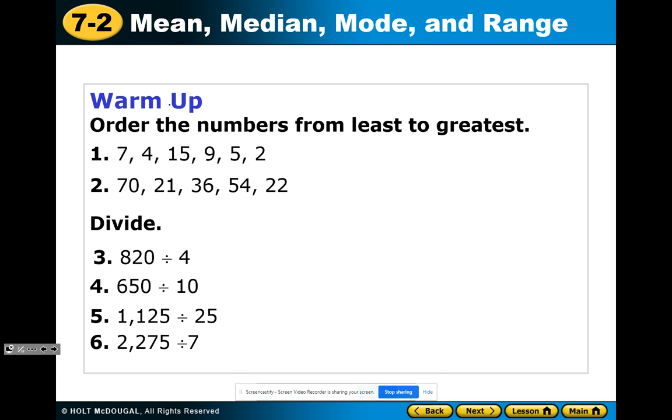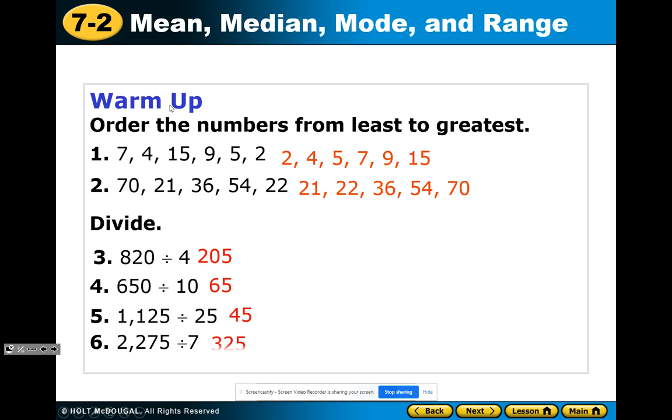With these, ordering the numbers from least to greatest will always be our first step when doing the mean, median, and mode. That's what we always got to do. Put them in order. That'll make your life easier, especially for like 3 of these. Once you've done that, then you're ready to move on. So hopefully you can order numbers in order. Hopefully you know how to divide, because that'll be an important thing that we do today.